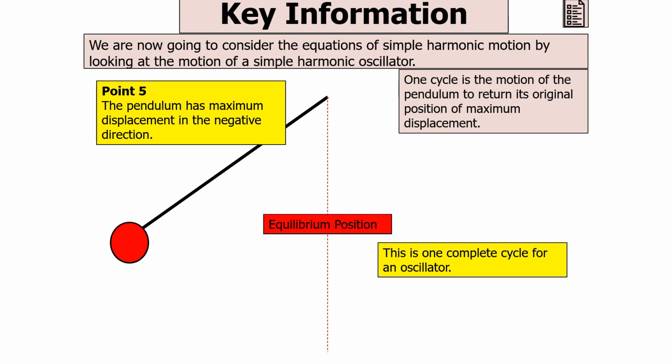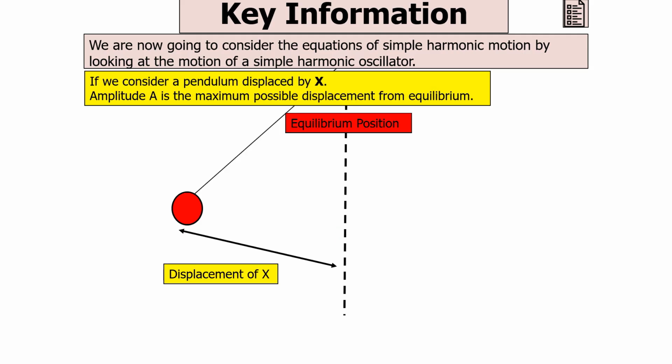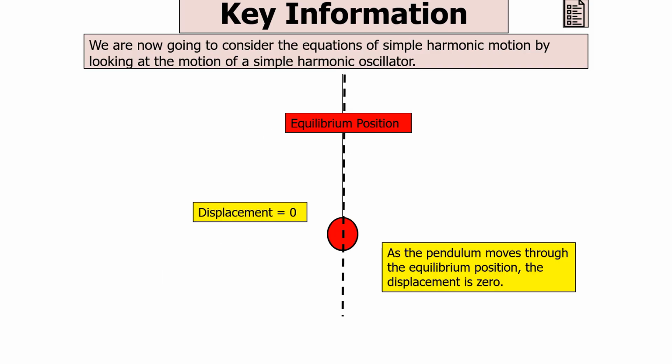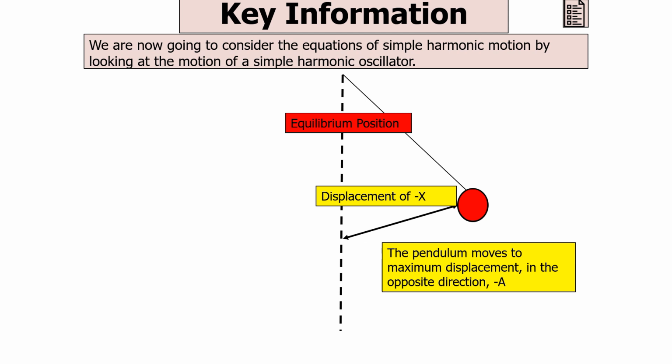Now, if we consider the pendulum being displaced by a displacement of x as shown in the following image, amplitude A is the maximum possible displacement from equilibrium for that object. Now we think in this example the pendulum starts its motion at maximum displacement A, the amplitude. As the pendulum moves to the equilibrium position, its displacement is zero. When it moves to the maximum displacement in the opposite direction, it's negative A.